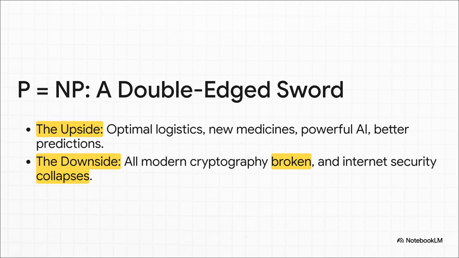But the flip side is total, absolute chaos. The entire security of our digital world, your bank account, your private messages, government secrets, everything is built on the assumption that some problems are just too hard to solve quickly. If P equals NP, that assumption goes up in smoke. Every form of modern encryption would be shattered overnight.